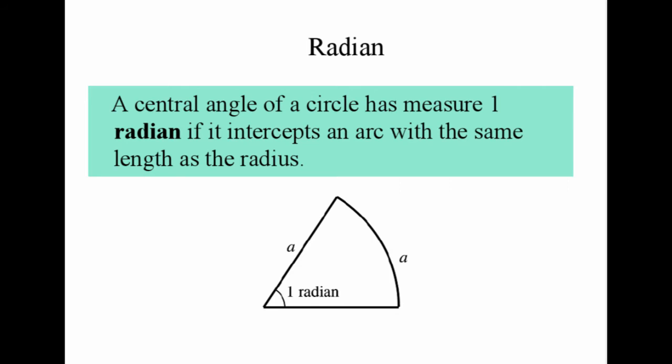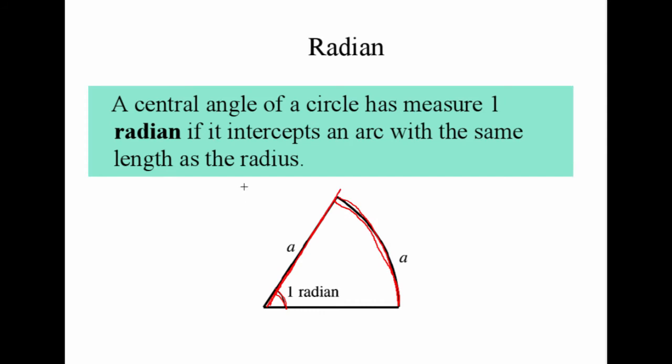So let's talk about a radian. This is a new unit of measure for us. A central angle of a circle has measure 1 radian if it intercepts an arc with the same length as its radius. So if we have a circle, and this line here represents the radius of the circle, and the length of that radius is the same as the length of this arc, then this angle is said to have a measure of 1 radian.